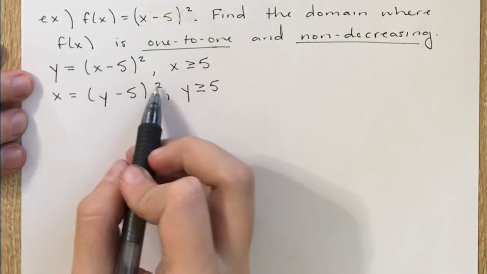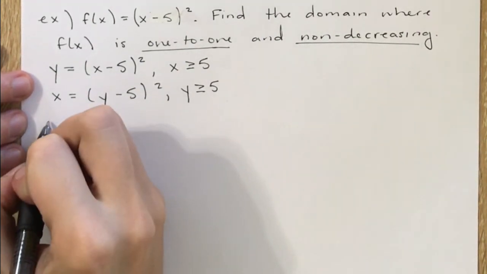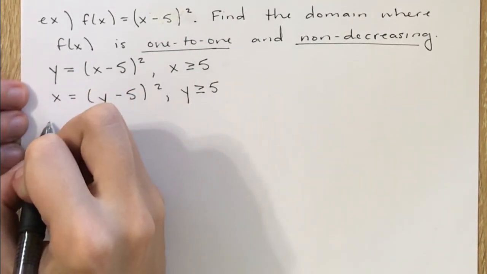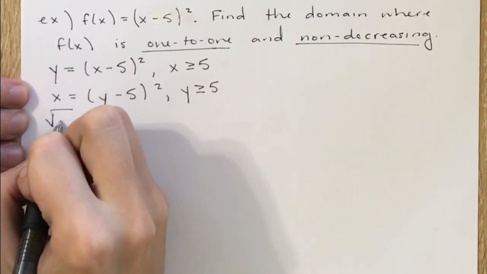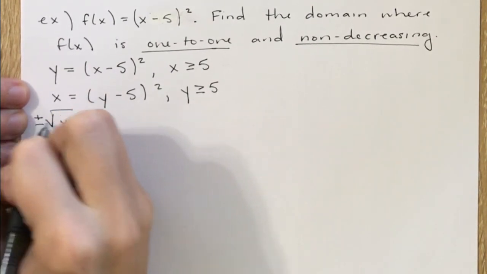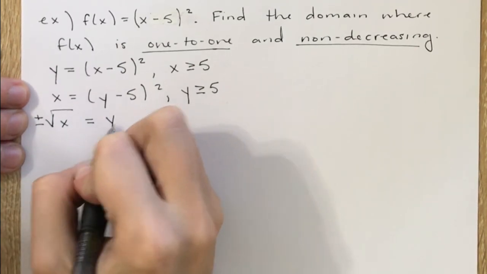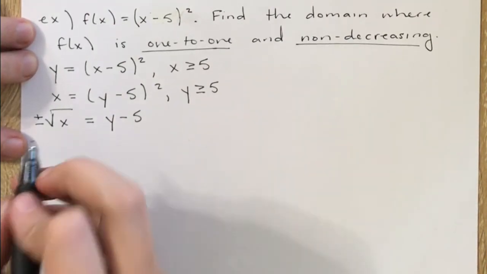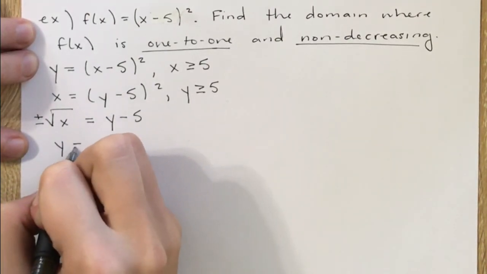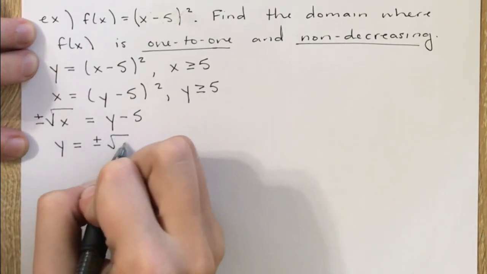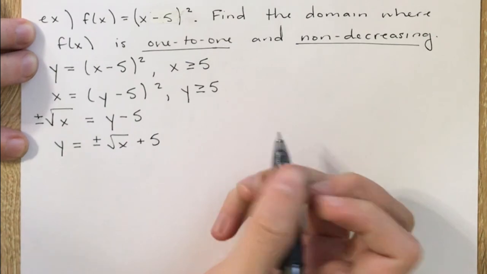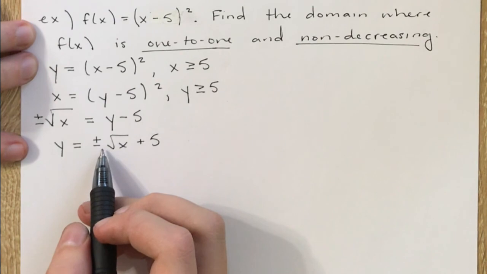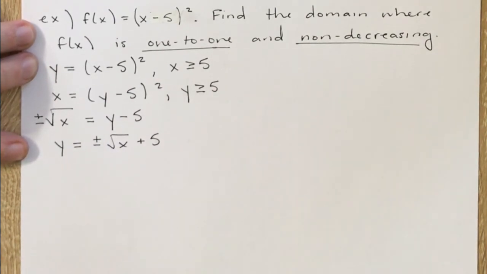In order to get rid of this squared, we need to square root here. So we take the square root of both sides. We get the square root of x, and remember, this is plus or minus, equals y minus 5. And then we add 5 over. So we end up with y equals plus or minus the square root of x, plus 5. This isn't really ideal for a function, right? Having a plus or minus in there.